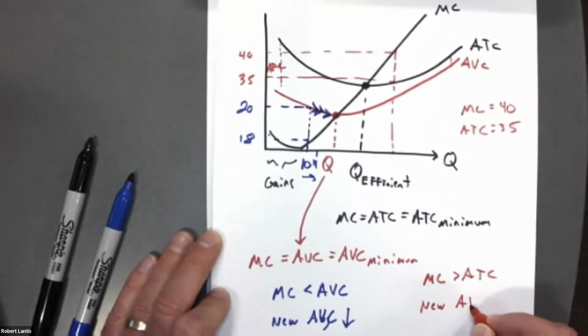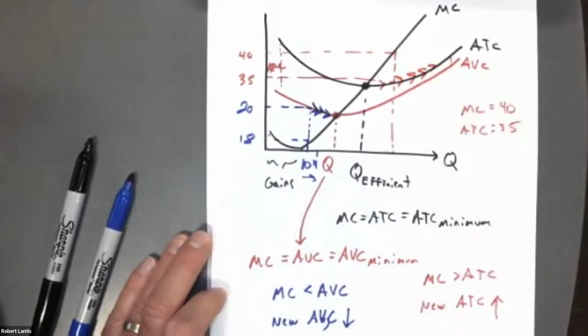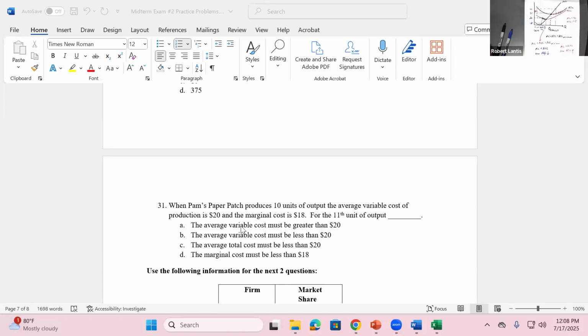So what must be true if I produce another unit? My new average total cost will be higher, or increasing. Okay. So if we think back on the initial one, I know that the average variable cost must be decreasing. So it can't be greater than the old average. It must be less than the old average. Okay. And then what must be true about average total cost? Well, average total cost has to be above average variable. So the fact that thinking about average total being less than 20 doesn't make any sense. The marginal cost must be less than 18.